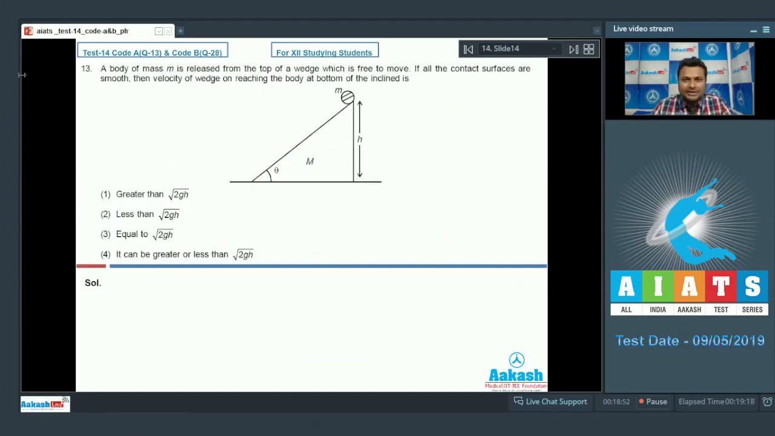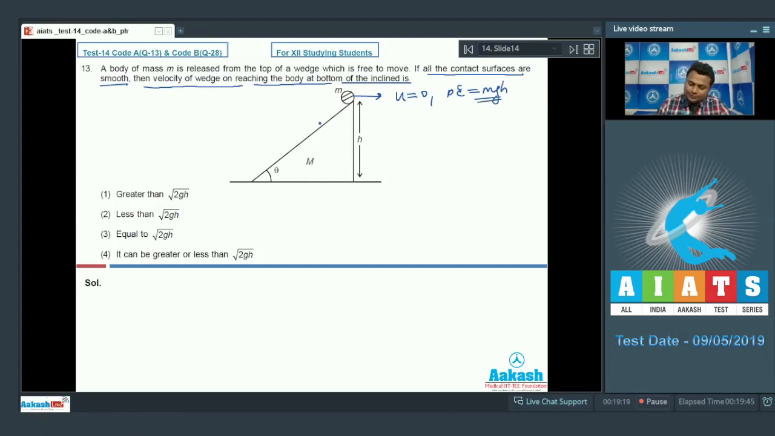So here is question number 13, everyone. A body of mass m is released from the top of a wedge which is free to move. If all the contact surfaces are smooth, then the velocity of the wedge on reaching the body at the bottom of the incline is what? Initially the body is at this position, kinetic energy is 0, and because speed is 0, potential energy exists, and it is mgh.